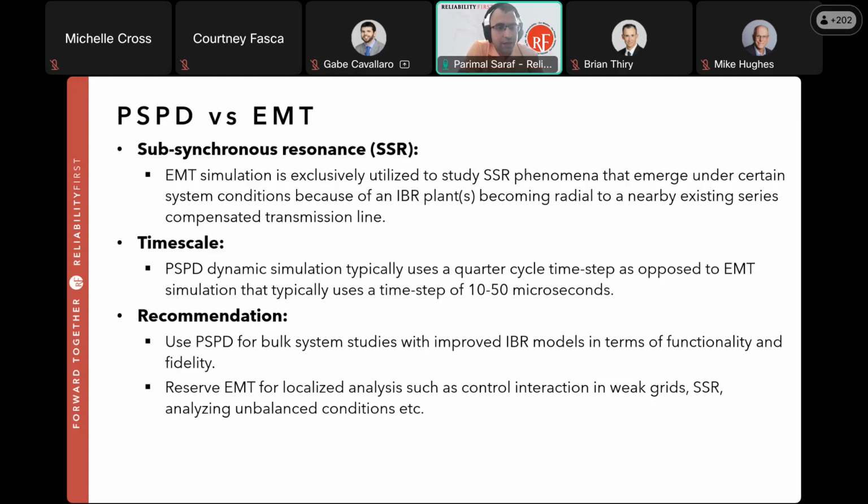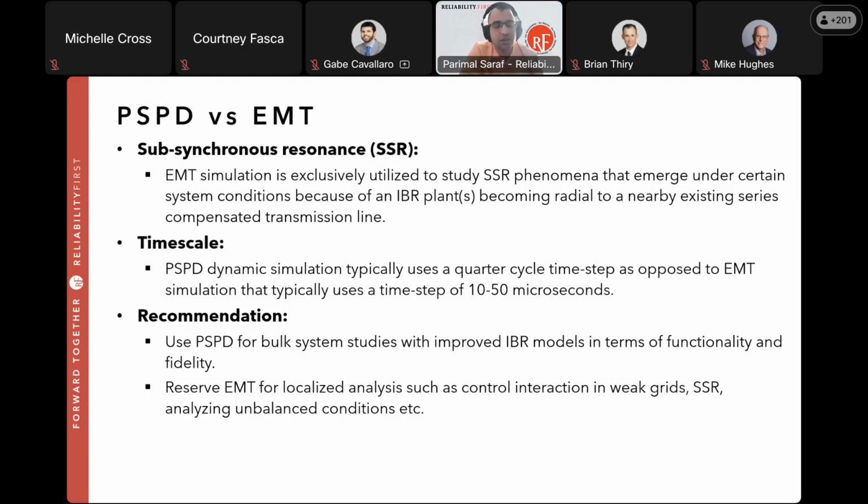Time scale. EMT, as represented in one of my previous slides, has the capability to represent very, very fast dynamics, which in certain cases might be because of extremely fast controller operations of these IBR units, or certain other dynamics. So EMT is able to represent extremely fast dynamics, whereas positive sequence phasor domain tools are not capable of representing very fast dynamics. They are only for electromechanical scale dynamics.